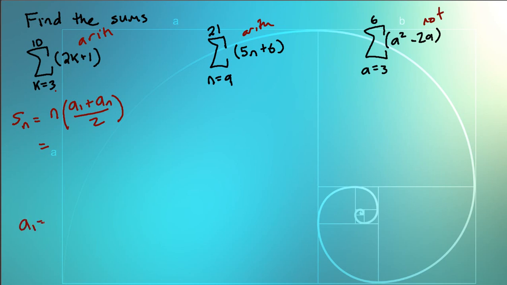Let's first get A1. So A1, now this is going to be confusing, starts at 3, so I put in 3, so 2 times 3 is 6, plus 1 is 7, so 7. And then, well, An, that's going to be the 10. I end up at 10, so 2 times 10 plus 1, so 21 is An. So I have 7 plus 21, all divided by 2. But the question is, how many terms are there?